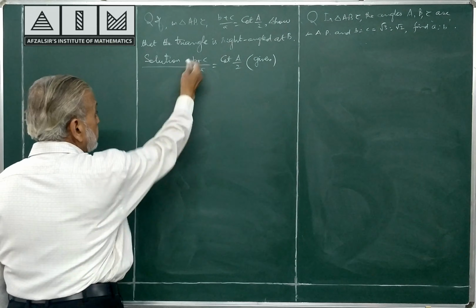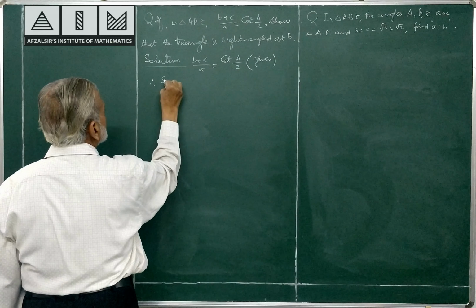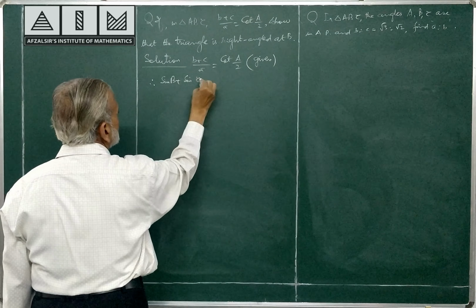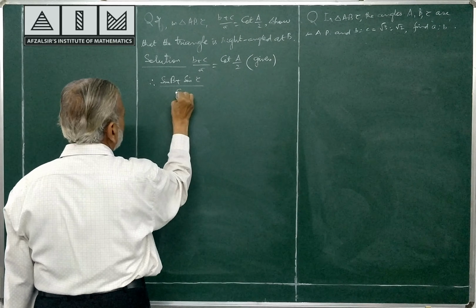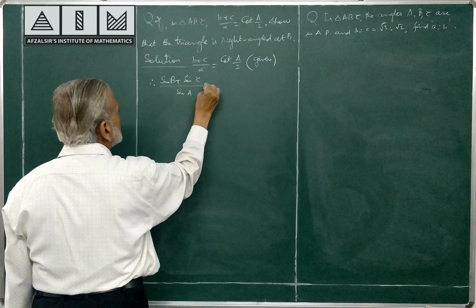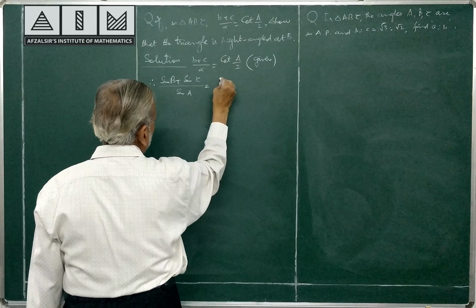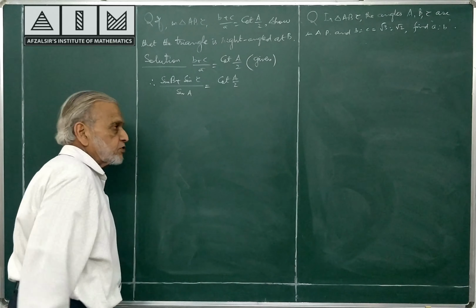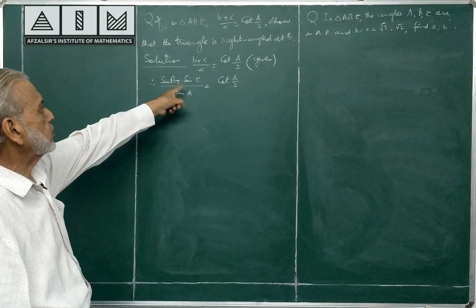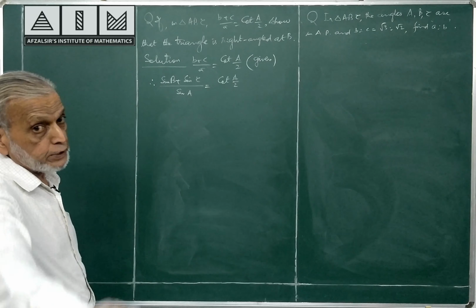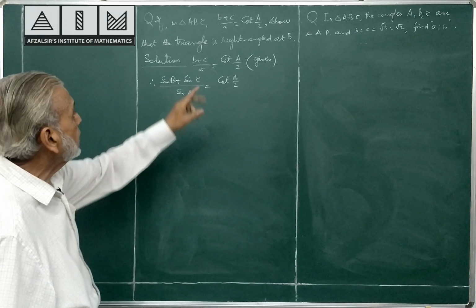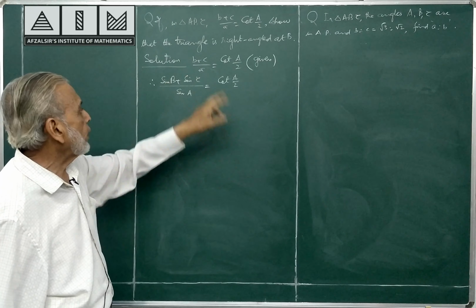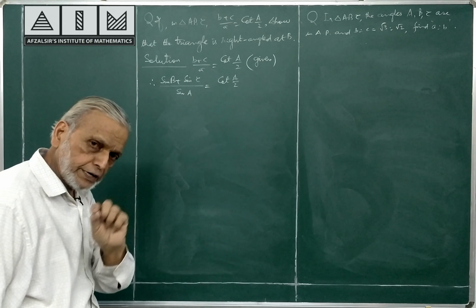By proportionality, sin B plus sin C by sin A is equal to cot A by 2. b plus c by a is equal to sin B plus sin C by sin A. By proportionality, again I am telling you, don't think that the value of B is substituted, value of C is substituted, value of A is substituted. No, it is not like that.